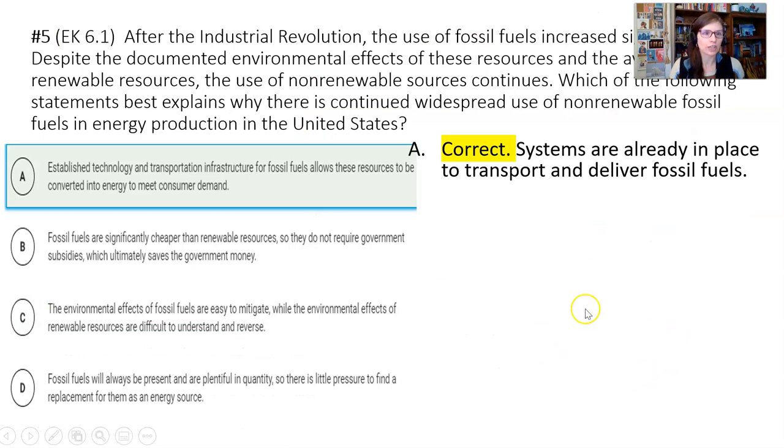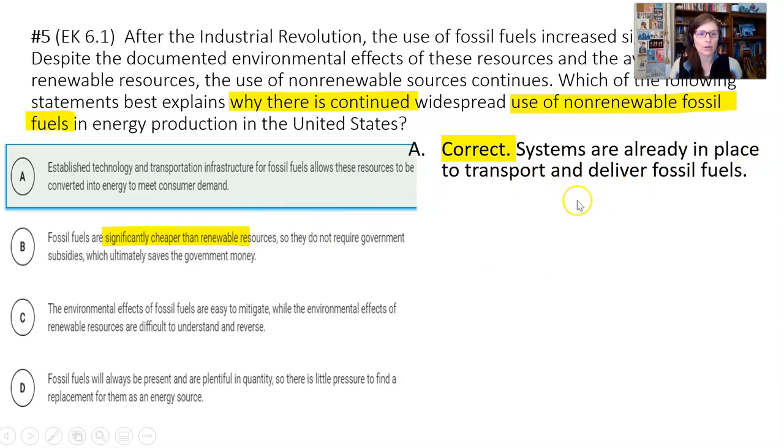Okay, next question. After the Industrial Revolution, the use of fossil fuels increased significantly. All right, even though this is environmentally bad, why do we continue to stay with these non-renewable resources? Which statement best explains why? So focusing again on the why: why is there continued widespread use of non-renewable fossil fuels? Question A is actually correct. The systems are already in place to transport and deliver fossil fuels.